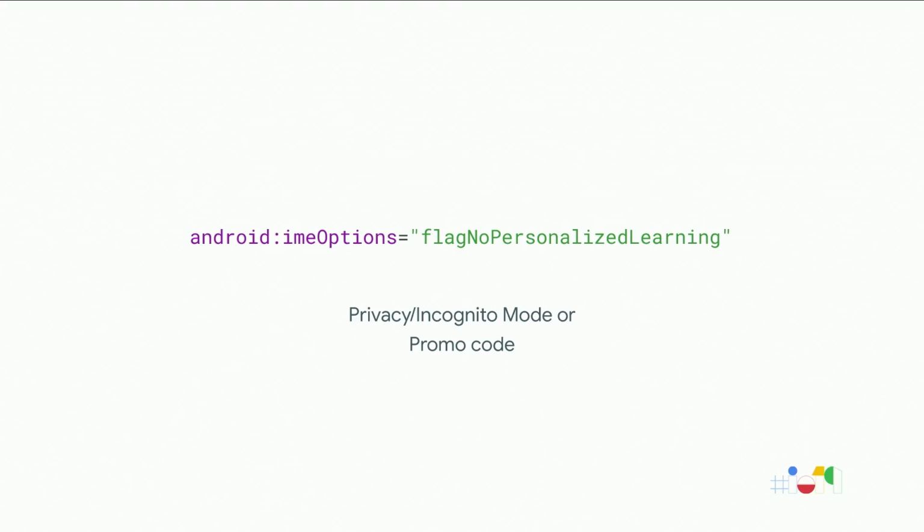And the cases where you don't want the keyboard to learn is not limited to the password fields. Things like an incognito mode, such as in Chrome, or a promo code in your checkout screen are really things that you don't want the keyboard to learn about. For those cases, you can add the no personalized learning flag to the IME options.